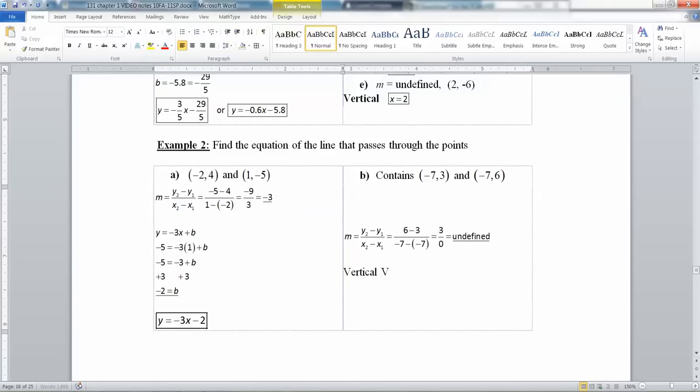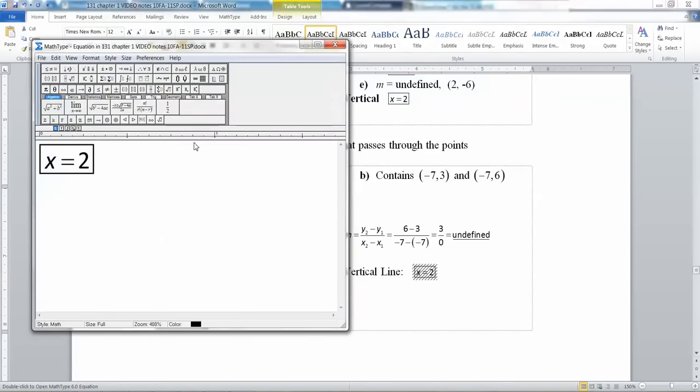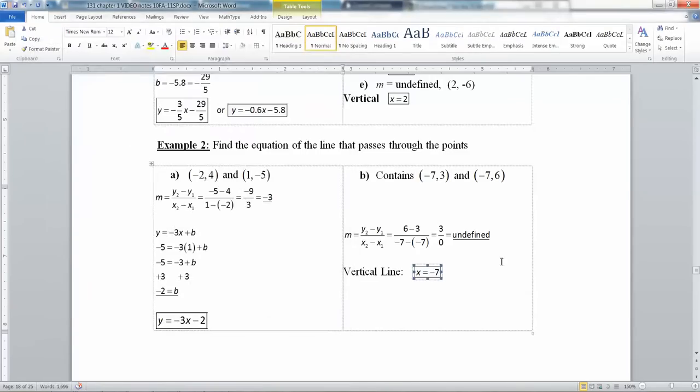That's a vertical line, right? And vertical lines have equations that are x equals. So the question is x equals what? Well, look at the 2 points. Do you see how they have the same x? That must mean that it's x equals negative 7.